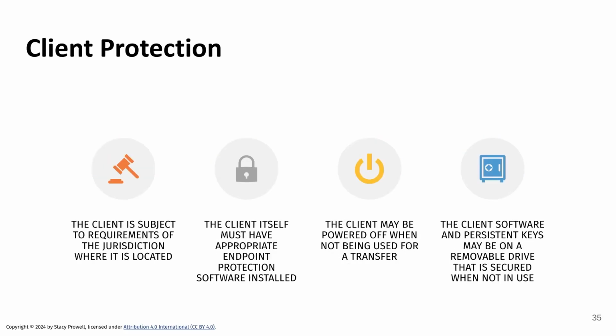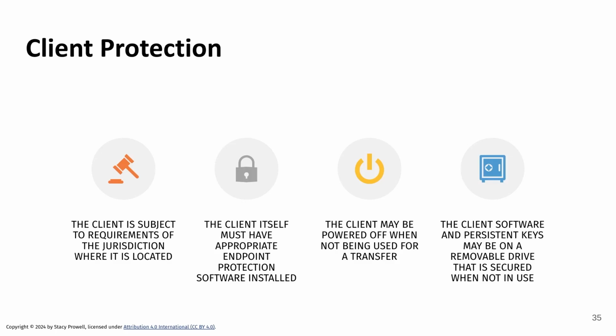How do we protect the client? The black box has all this fancy protection, but what about the client sitting in, let's say, Miami? Well, the client's subject to jurisdiction where it is, so it has to conform to all their rules. The client itself has to have endpoint protection software installed. You can turn it off. You can turn the computer you use off. It's just off, so you can't get remote access to it now because it's off.